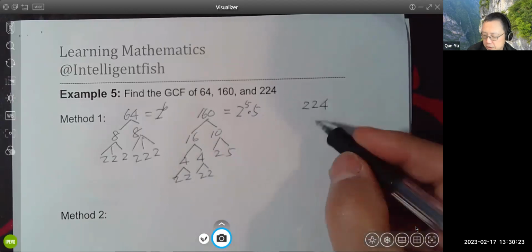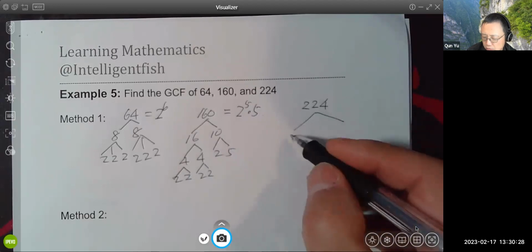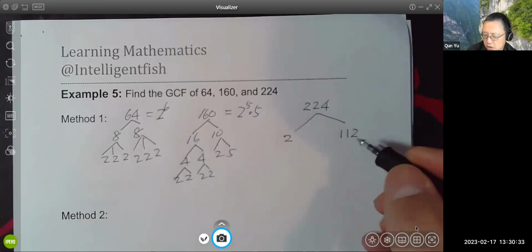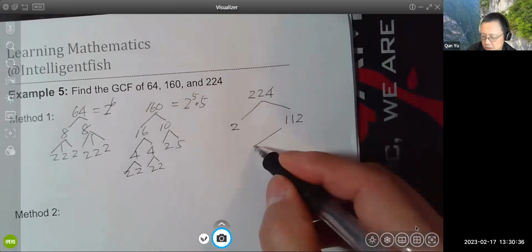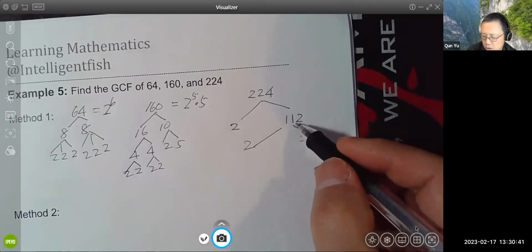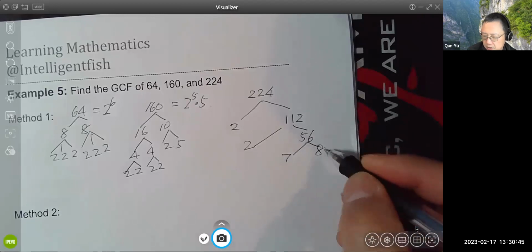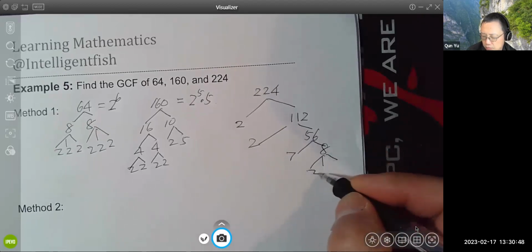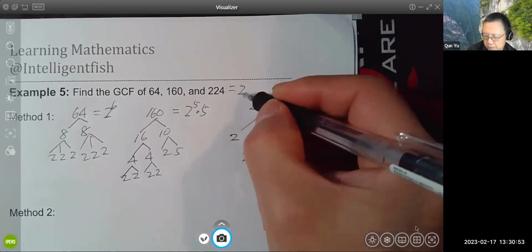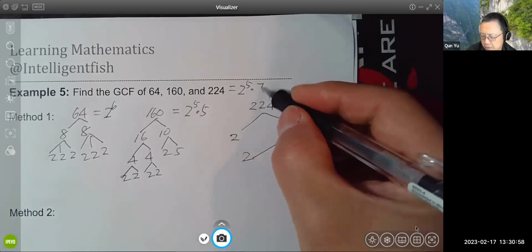224 is the same process. I know at least that this can be divided by 2. So 224 divided by 2 is 112, and 112 divided by 2 is 56. 56 is 7 and 8, and 8 is 3 2s. So how many 2s do we have? 5 2s for this one, and 1 7. And that's it. 5 2s and 1 7.